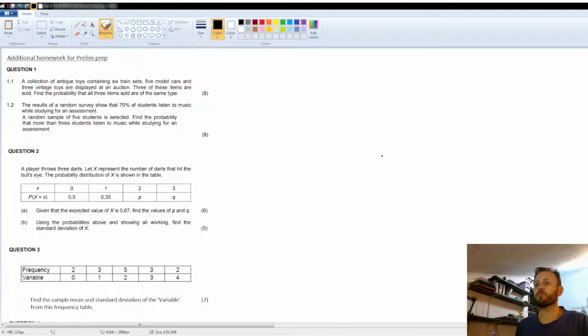A player throws 3 darts, let x represent the number of darts that hit the bullseye. The probability distribution of x is shown on the table with some unknowns. Notice P and Q are unknown. Don't read anything into that yet. There's nothing on the formula sheet about P's and Q's that you need to know. But they're unknown quantities that we have defined using the expected value.